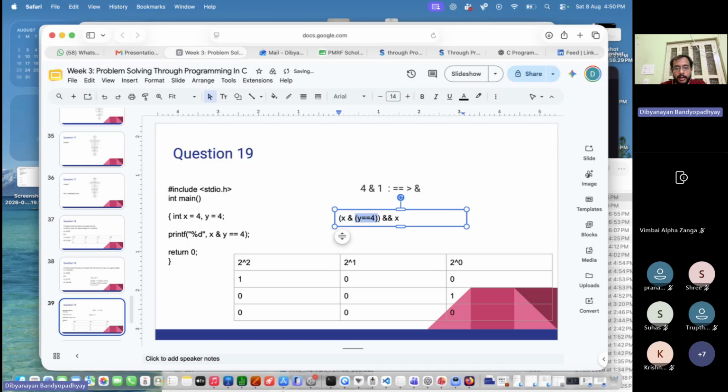So always remember that whenever you encounter these three things, this is the correct precedence order. So this has the highest precedence, and after that this AND comes, and after that this AND comes. Now let me put it in brackets because these are the operators here. Okay, so this is the rule.